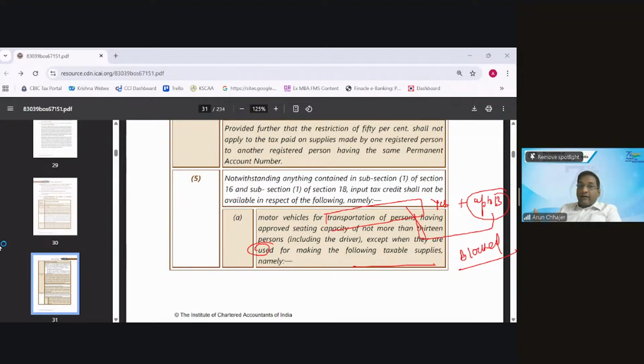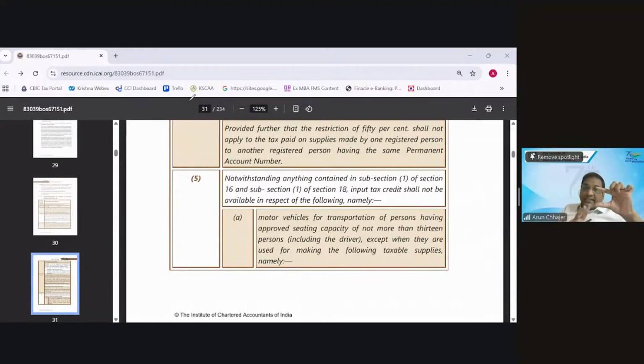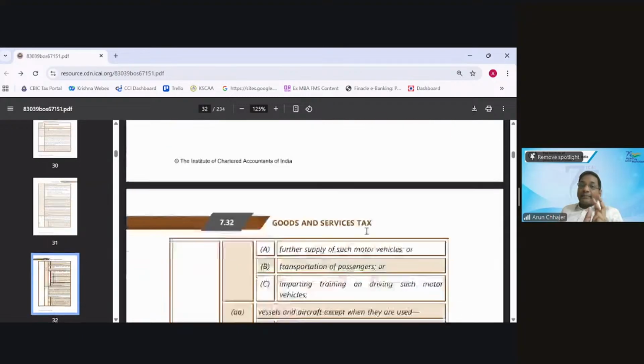See, try to make one concept, one para which allows you to take the ITC of two categories. One, if the motor vehicle is more than 13-seater, you are not required to see any condition about the actual use. Second, if the motor vehicle is used for the transportation of goods, then also there is no problem, you can take the ITC. But if it is for transportation of persons up to 13-seater, then also ITC would be allowed, provided it has been used in the following taxable supplies.